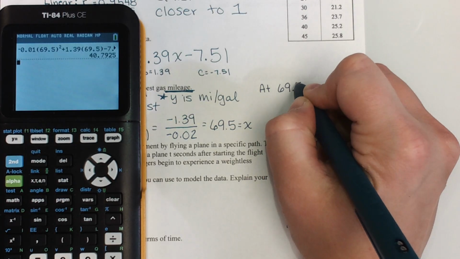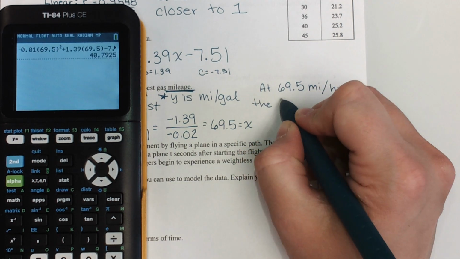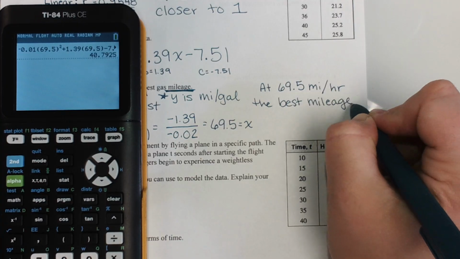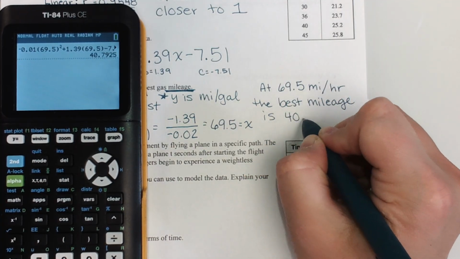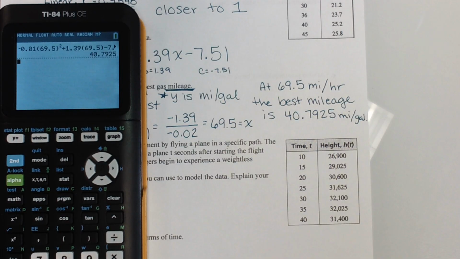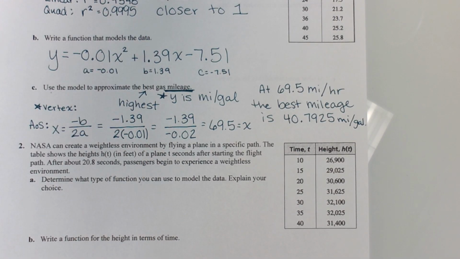At 69.5 miles per hour, the best mileage is 40.7925 miles per gallon. It's actually really good miles per gallon. Other questions are going to be slightly different, but they're all going to be very similar in idea.